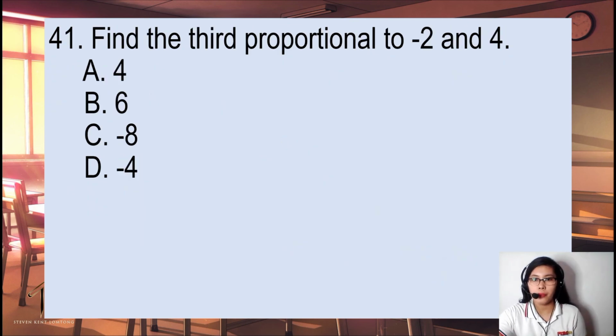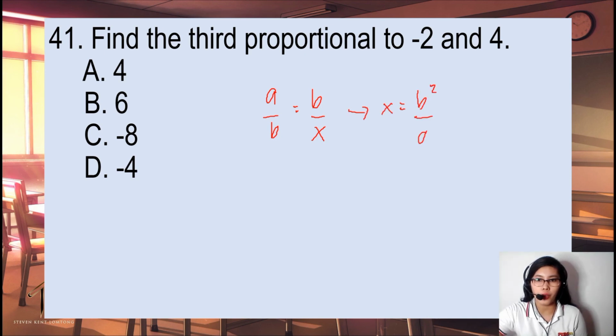Now find the third proportional to negative 2 and 4. As we defined earlier, this is a over b is equal to b over x, where x is the third proportional. So x is equal to b squared over a. In our problem, negative 2 is a and 4 is equal to b.